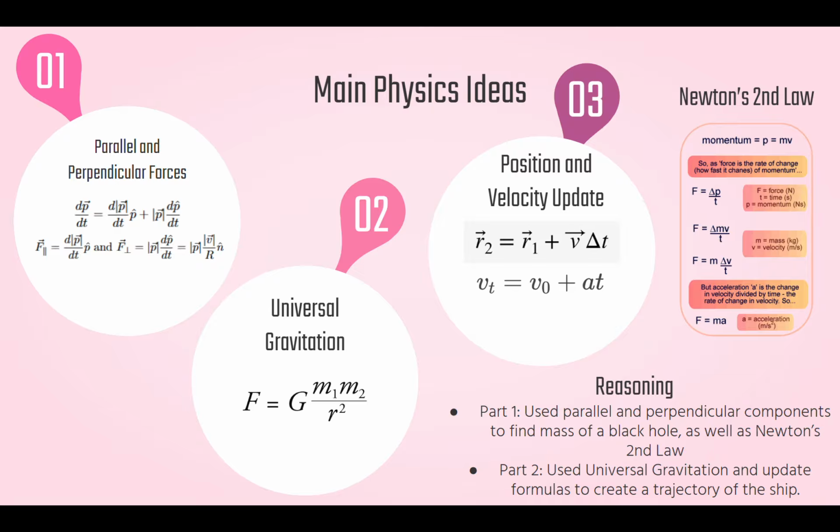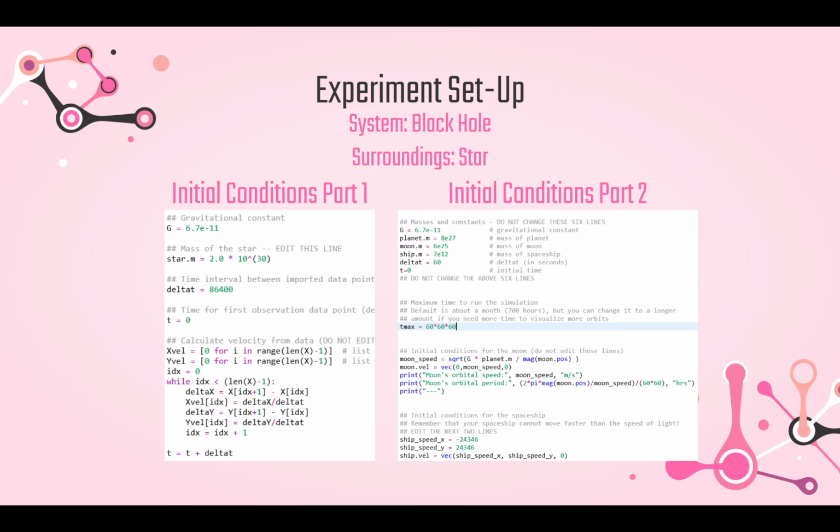In part 2, universal gravitation was used as well as the update formulas to create the trajectory of the ship itself. The system was the black hole and the surroundings were the star, ship, and moon. The initial conditions are shown here. For part 1 of the lab, these were the initial conditions, and for part 2, these are the initial conditions.